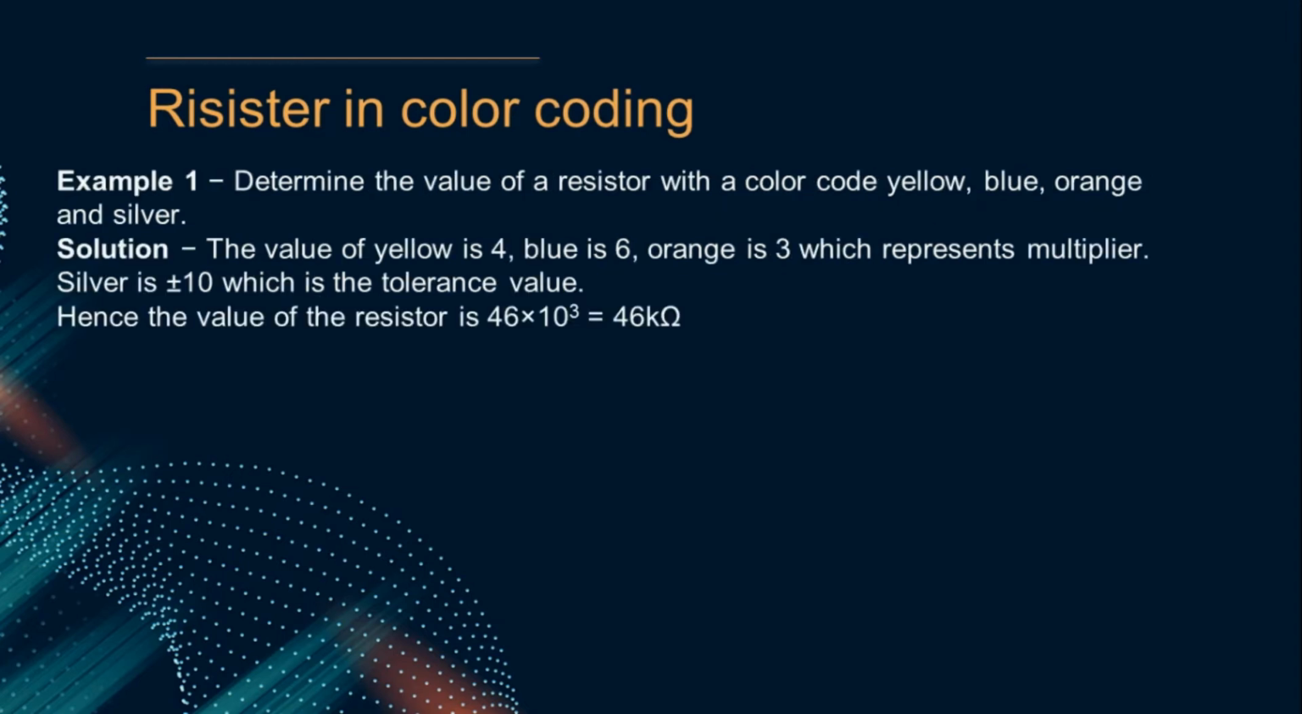Example: determine the value of a resistor with the color code yellow, blue, orange and silver. Solution: the value of yellow is 4, blue is 6, orange is 3, which represents the multiplier, and silver is 10%, which is the tolerance value. Hence the value of the resistor is 46 multiplied by 10^3, which means 46k ohms.